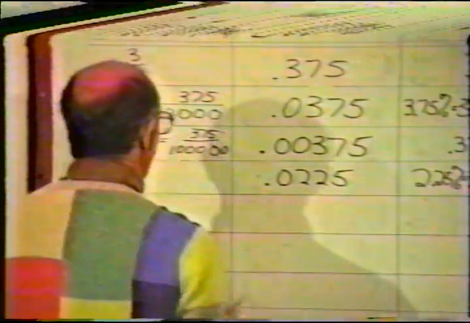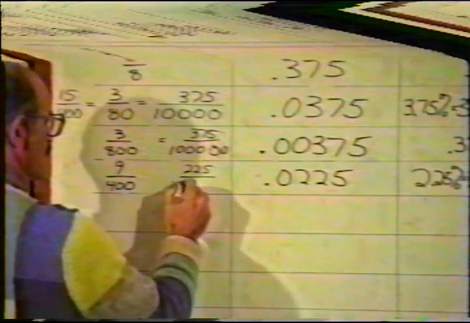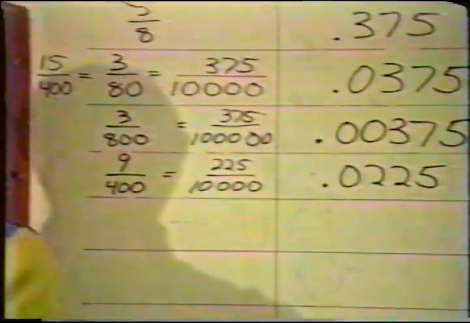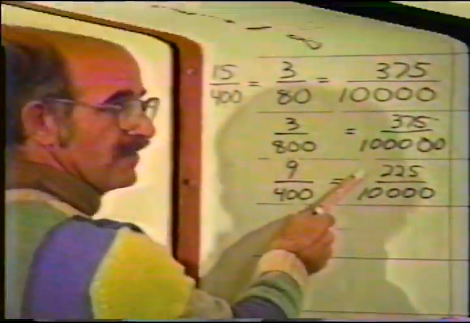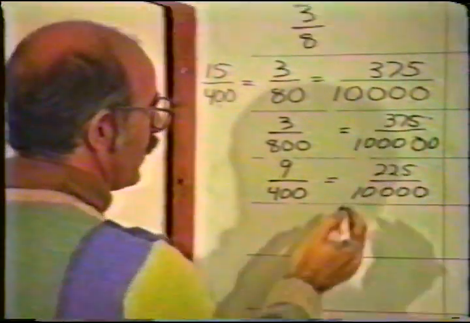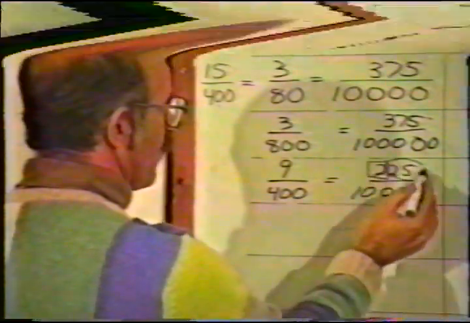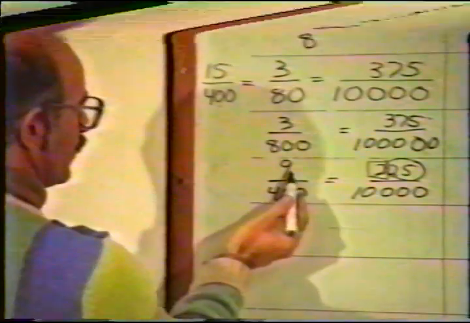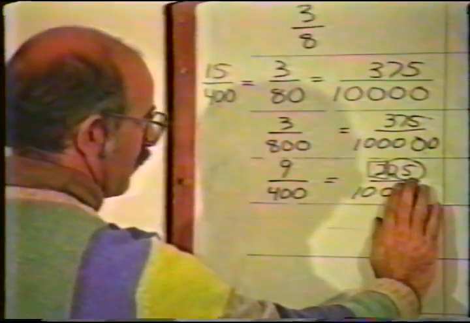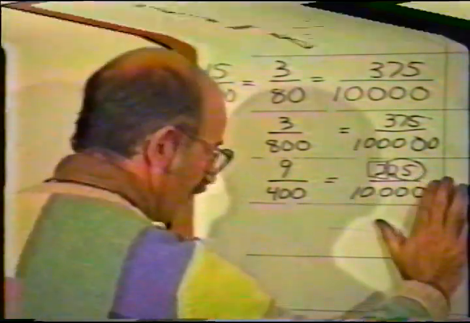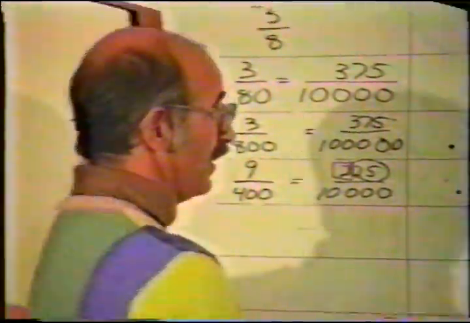0.0225. Read that number. 225 10,000ths. If we want to reduce it, what number should we use? 25. How many 25s in 200? 8. Plus how many more in here? 1. Makes 9. How many 25s in 100? 4. 40. 400. 9 over 400.